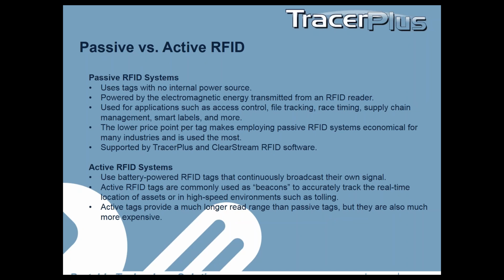So active RFID systems use battery-powered RFID tags that continuously broadcast the signal. They're commonly used as beacons to accurately track the real-time location of assets, or in high-speed environments such as tolling. So those of you that are familiar with EZPass, that is typically an active RFID system. They do provide a much longer read range than passive tags, but they're also much more expensive. So you don't see too many of those deployed just due to the pricing.